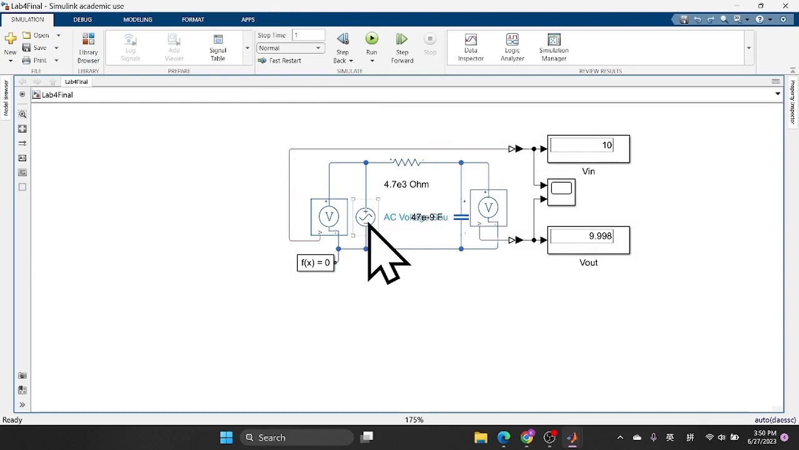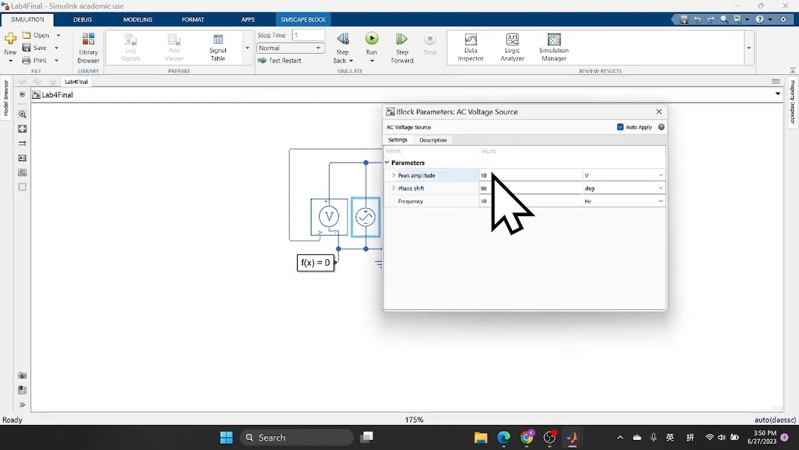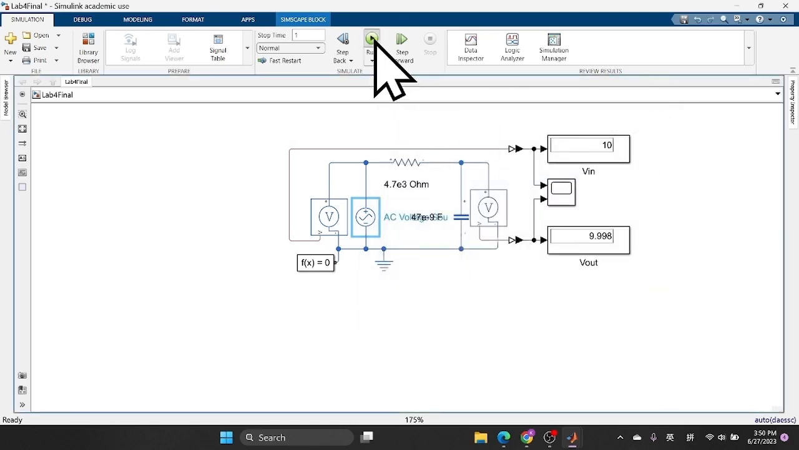If we change the amplitude to 30 volts, it will show V in equal to 30 and V out equal to 29.99, which is not much different because the resistance is too low for V in to change.